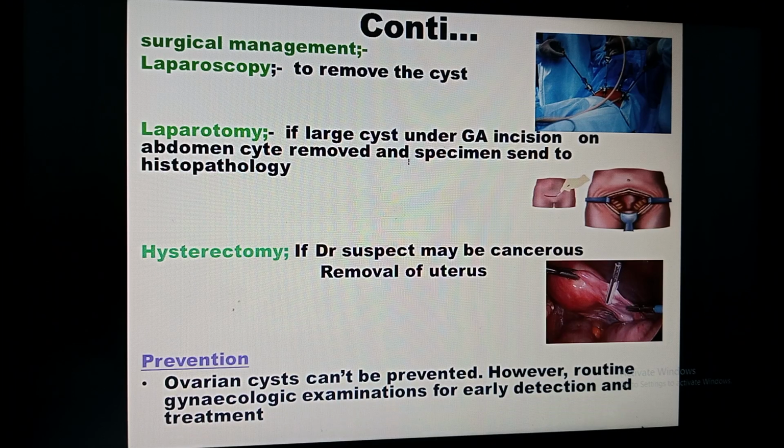Prevention, how can we prevent? An ovarian cyst cannot be prevented, but routine gynecological examination for early detection and treatment is helpful. That's why it is said after the age of 35, at least once in a year, or once in 6 months is good. If that is not possible, once a year, undergoing proper screening is best to identify any abnormality at an early stage.